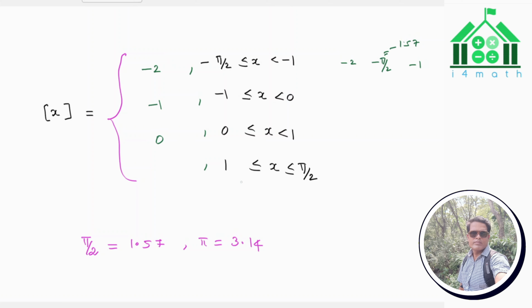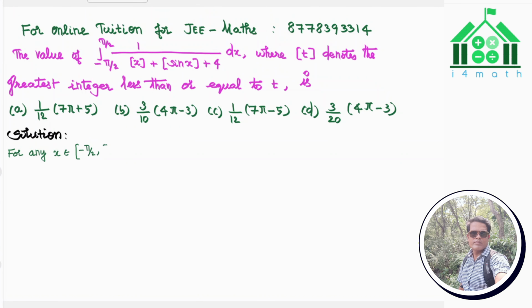In the next interval 0 to 1, the smallest value is 0. So 0 will be the answer. In the last interval 1 to pi by 2, 1 is the smallest value. So the answer is 1. So, from the above set result, let us write this result quickly now.